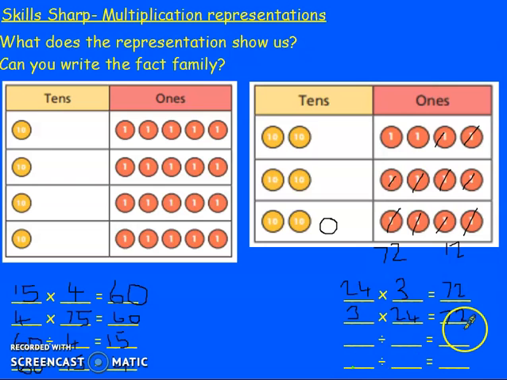To work out division facts, we need to start off with our total, which is 72. And we can divide it between 1, 2, 3 columns, and it will equal 24 in each column. Then we can say 72 divided by 24 equals 3. Give yourself a tick if you got those correct.